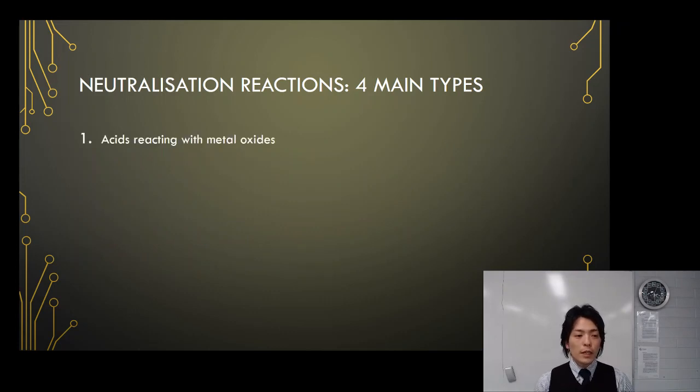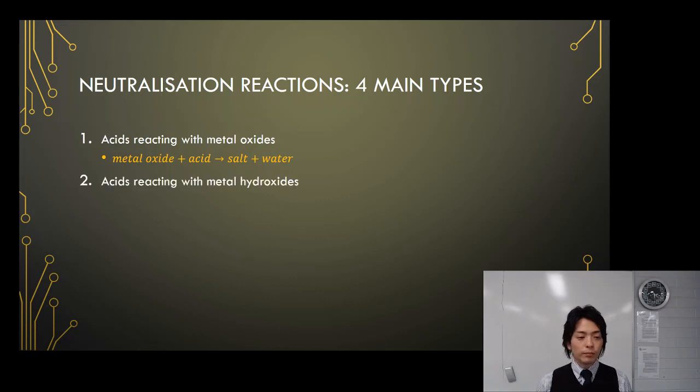First one is acids reacting with metal oxides. Remember that metal oxides are naturally bases. When metal oxides and acids react, you get salt and water. Metal oxide and acid, you get salt and water. Pretty much that. Secondly, acids reacting with metal hydroxides. You get pretty much the same reaction happening. So a metal hydroxide and acid will just produce salt and water.